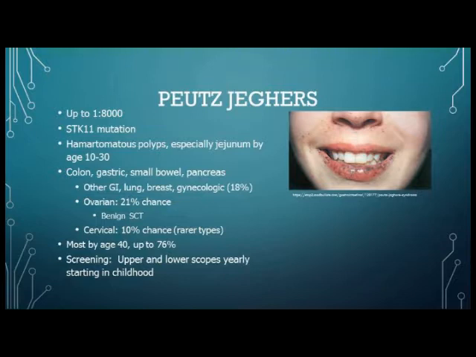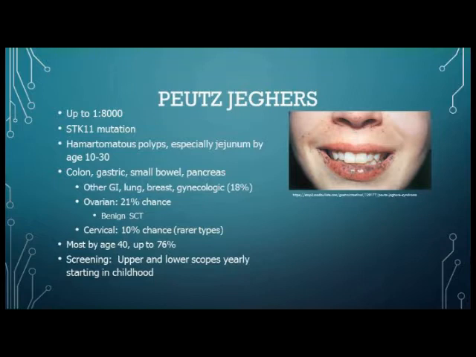But they also have about an 18% chance of getting a gynecologic cancer, with ovarian being about a 21% chance. They also tend to get a lot of non-cancerous sex cord tumors of the ovaries, which tend to present with signs of hormonal off, because it can be hormonal secreting.